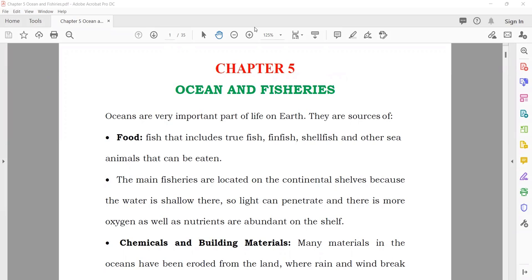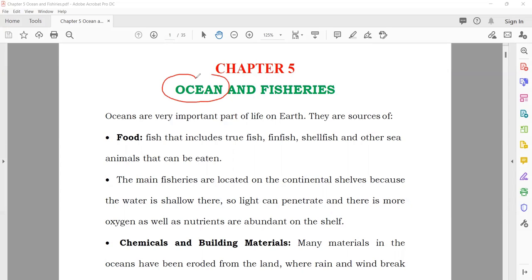Today we are going to revise topic 5, or chapter 5, and in this chapter we will discuss the ocean and fisheries. At the end of the chapter, we will also summarize how many topics are included in the syllabus, and we will see whether we have covered all the topics or not. Okay, so let's start from the beginning: ocean and fisheries.